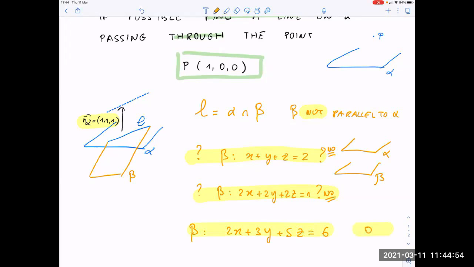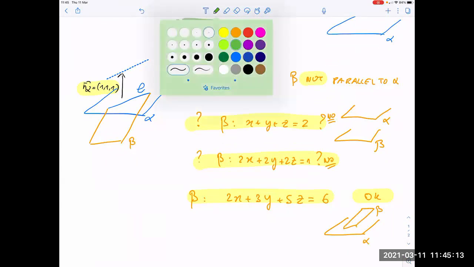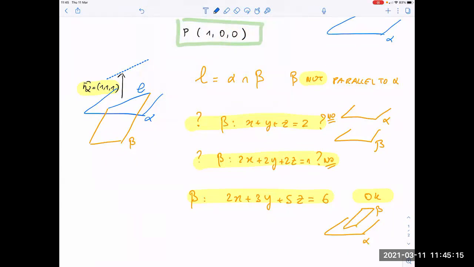Meaning it is going to give me a situation in which alpha and beta, well, let's make a different picture. So this is alpha, this is beta. They actually intersect in a line L as required. So any plane not parallel to alpha will work, okay?